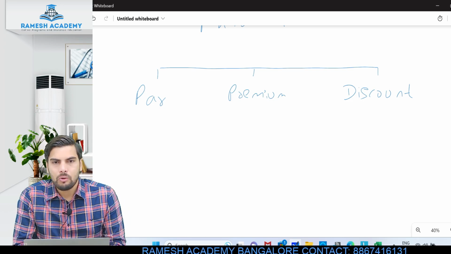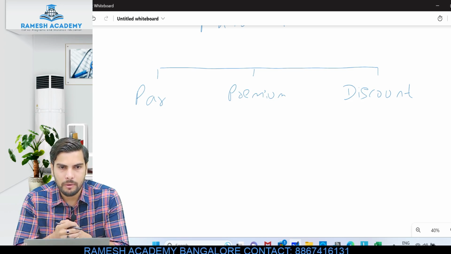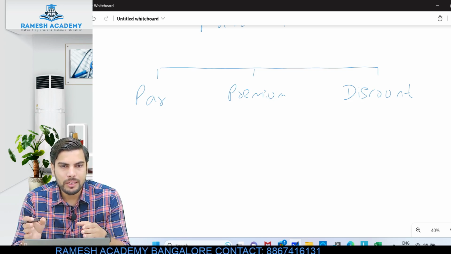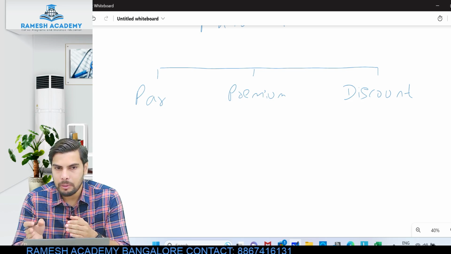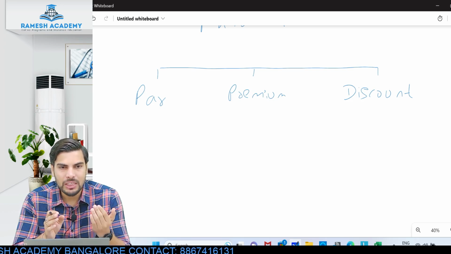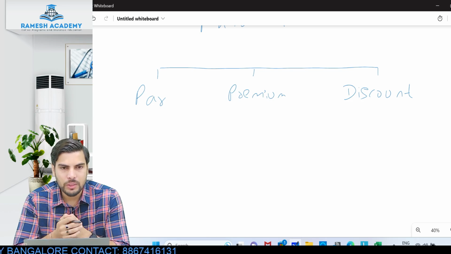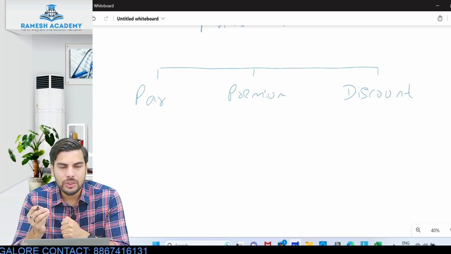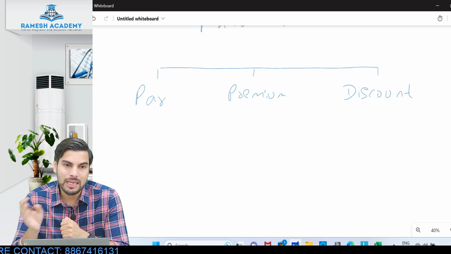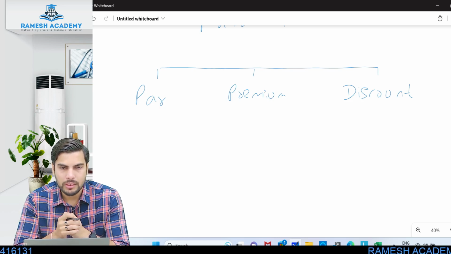Clear? So now let us understand what exactly is this par, what is this premium and what is this discount. In order to decide whether the company is issuing the shares at par, premium or discount, we should be comparing two things: the face value of the shares as well as the actual issue price. Now what is the face value of the share? Face value of the share is nothing but the share price which is decided initially. Initially the company would have decided that they will be issuing the shares at so and so price. That would be treated as face value.